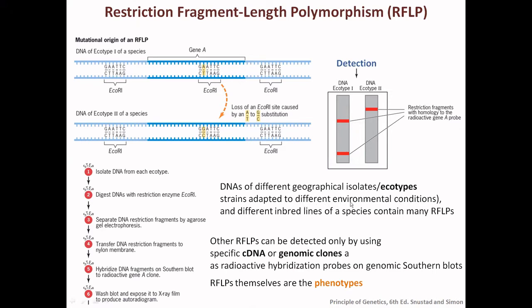It is adapted to different environmental conditions. So other RFLPs can be detected only by using specific cDNAs or genomic clones. So these RFLPs you can see on a gel or after the Southern blot, so they can be called phenotypes. Because for different ecotypes, different ethnicity, we can have different types of RFLPs.